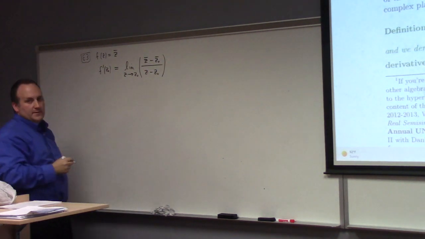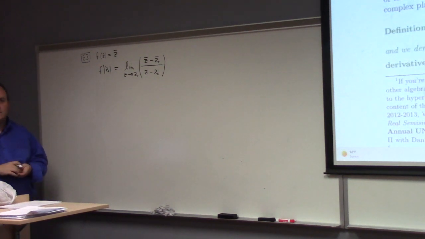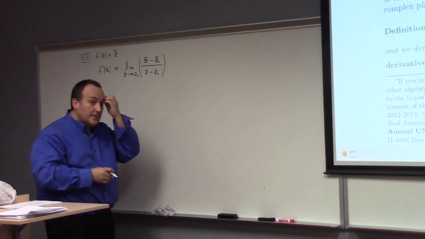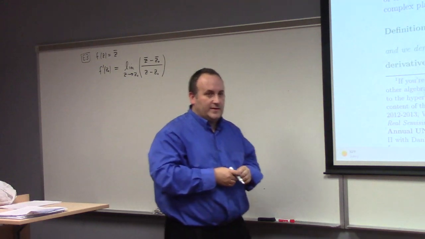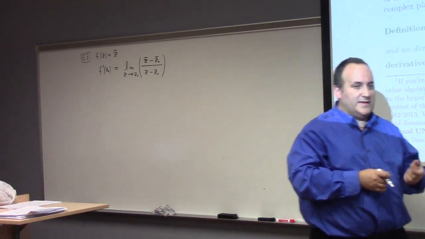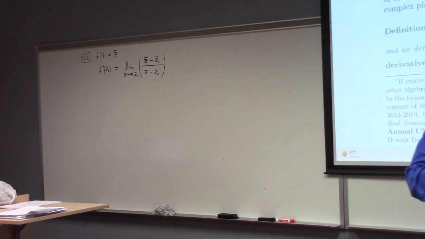All right? What kind of limit is this? What is a complex limit? Well, it's a limit in the plane, right? What does it take for a limit in the plane to exist? Remember calculus 3? If you want to prove it doesn't exist, what do you do? You look for different paths where the path limits differ.